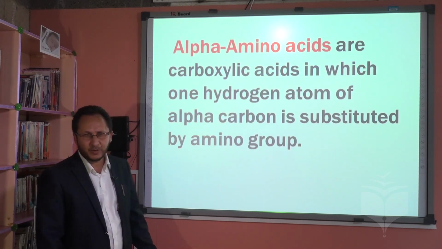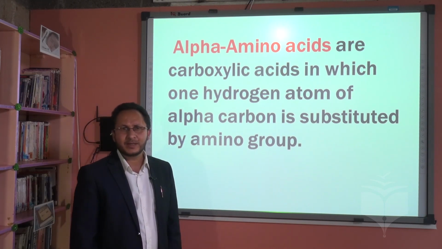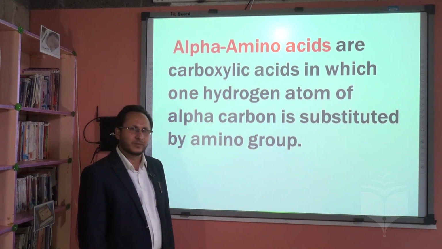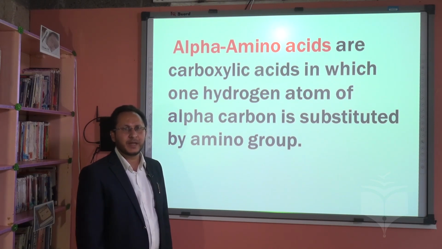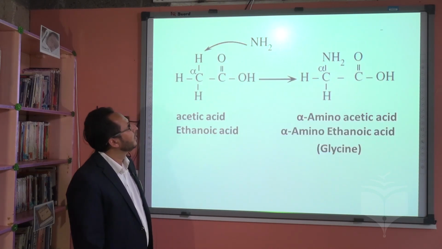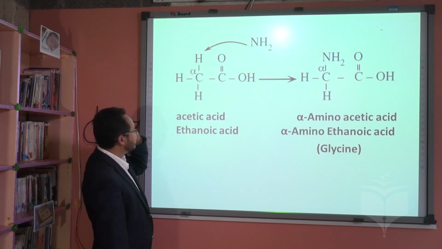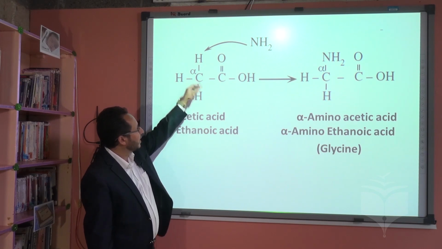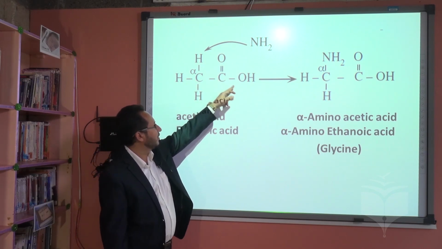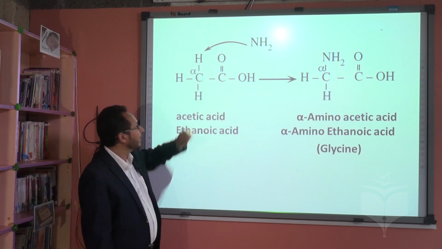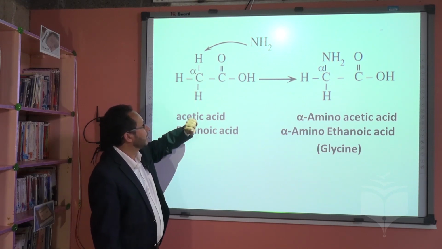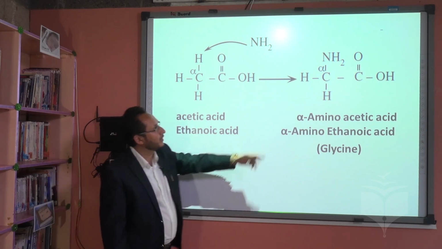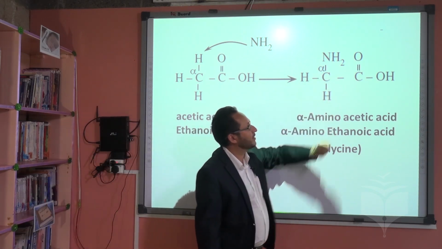Now, what are the amino acids? Alpha amino acids are carboxylic acids in which one hydrogen atom of the alpha carbon is replaced by an amino group. Now look at this one, carboxylic acid. This is the alpha carbon, the carbon that is attached to the C double bond OOH. If you replace one hydrogen atom with the amino group, we get an alpha amino acid.